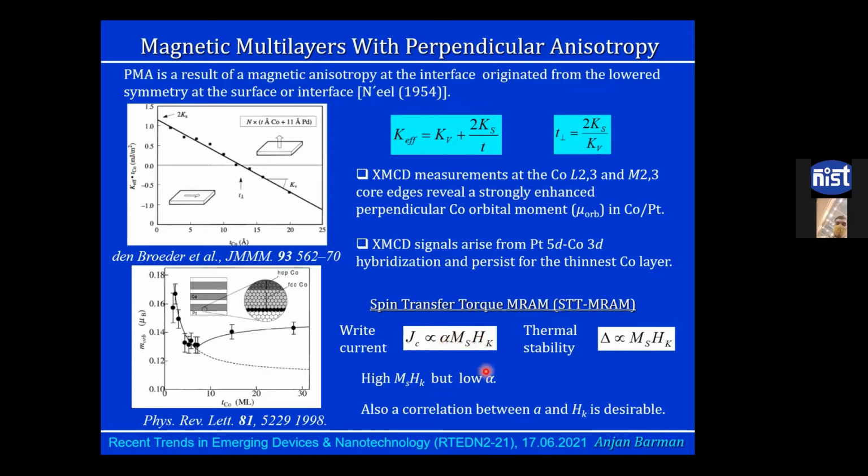So if you have a small alpha and high MS and HK, that is the ideal material for this STT MRAM device. So a correlation at the same time, alpha, that is Gilbert damping, also occurs from the spin orbit coupling, and HK, which is also a spin orbit coupling mediated term, anisotropy, they should be correlated. So one needs to find out a correlation between these. So all these are very interesting topics.